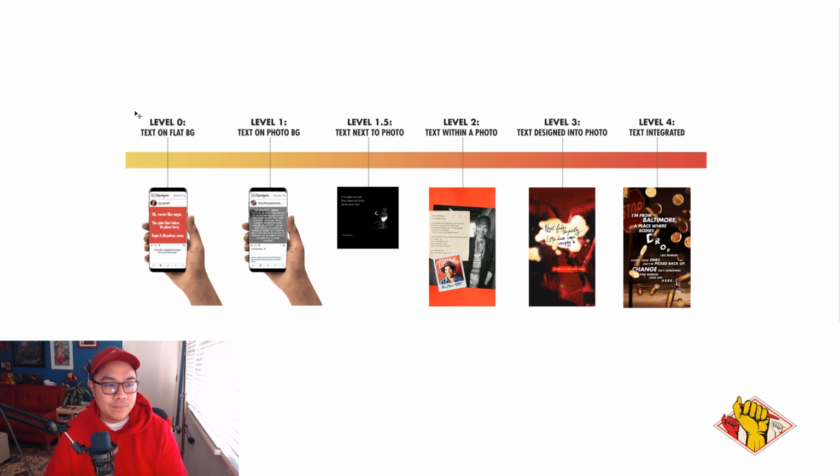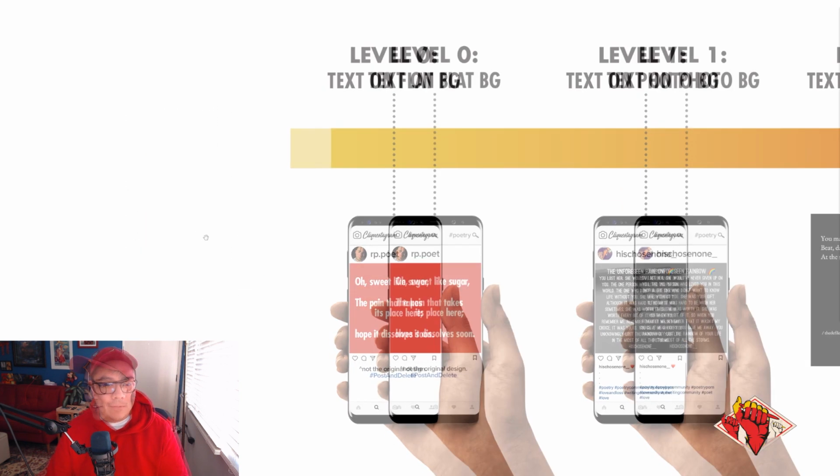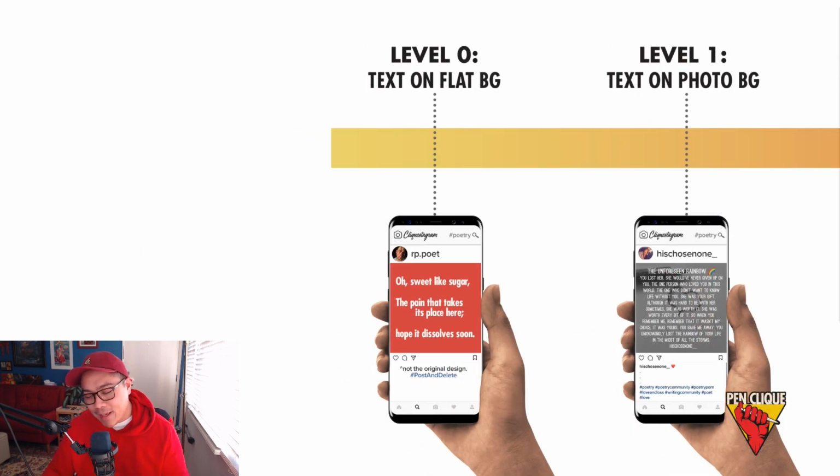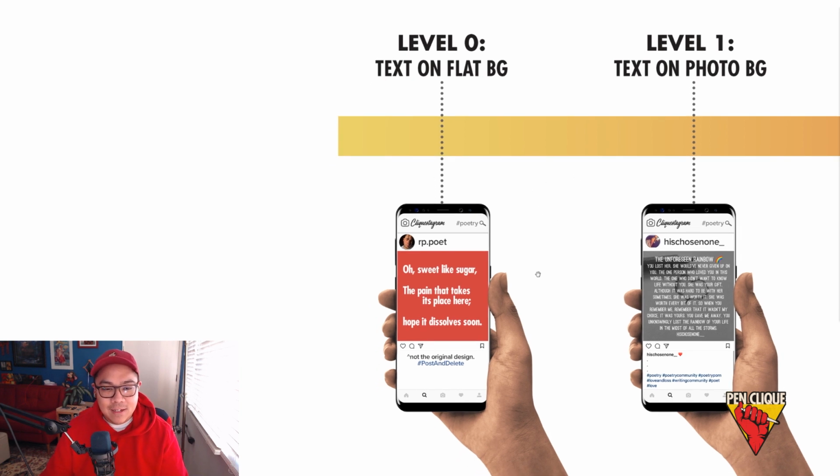So right here, level 0. If you were to write something in your notes app and then just screen cap, or maybe put a filter on it, and boom, right? So right here is a piece where it's just a flat background with text on top of it. Great. Level 0, because it takes practically no skill to do that at all.